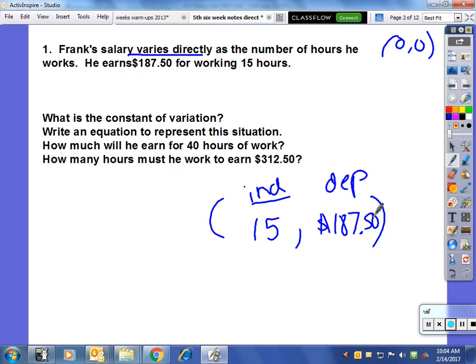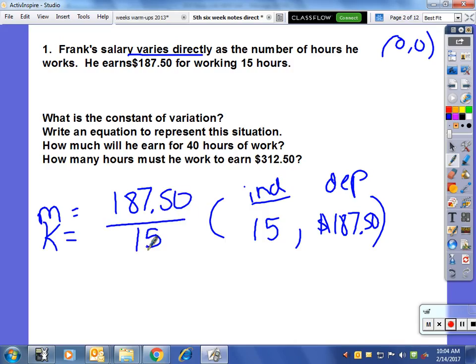And they even give slope its own special name. They call it k, but we can also call it slope if we wanted to. Instead of having to do y minus y over x minus x, it's just y over x. So do that. Tell me what the slope is. Use your calculator. 187.50 divided by 15. That's what my slope is going to be. In other words, that's the dollars per hour. You're finding his hourly rate.